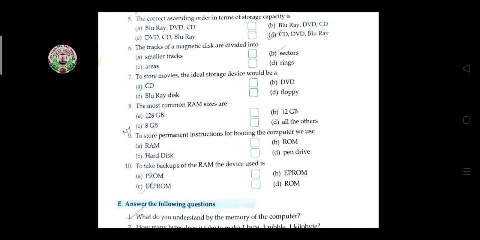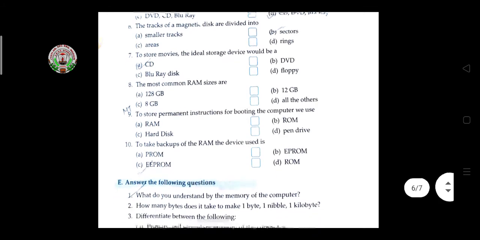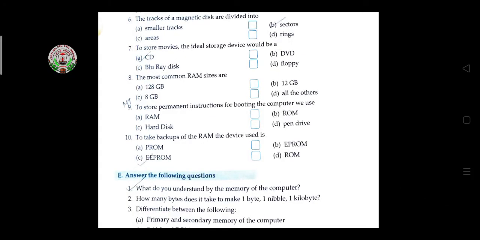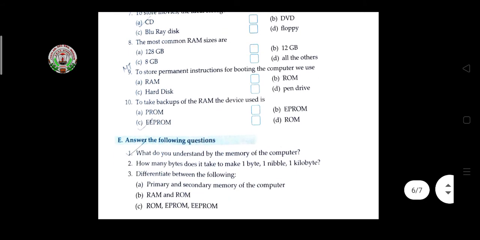The most common RAM sizes are, which one? All of the above, meaning A, B, C. All the answers are there. To store permanent instructions for booting the computer, we use ROM. To take backups of the RAM, the device used is EEPROM.